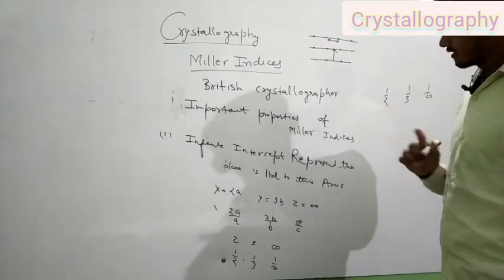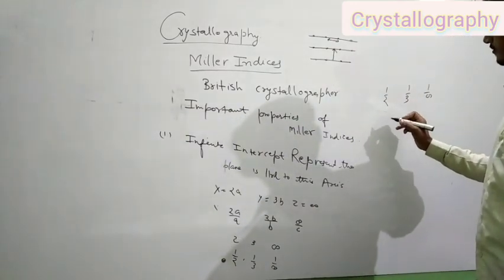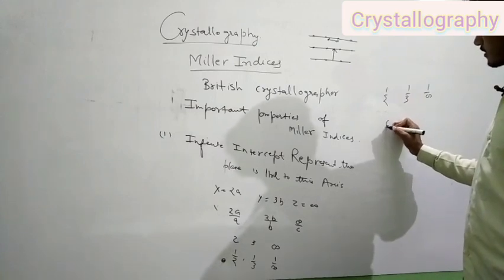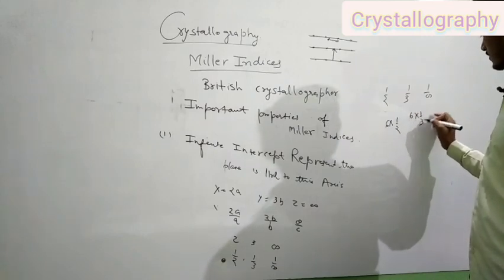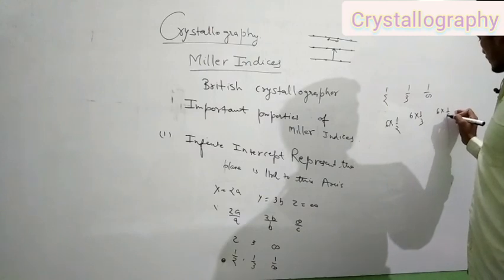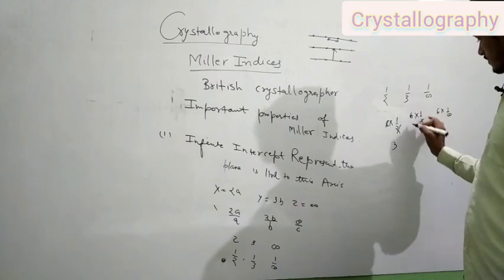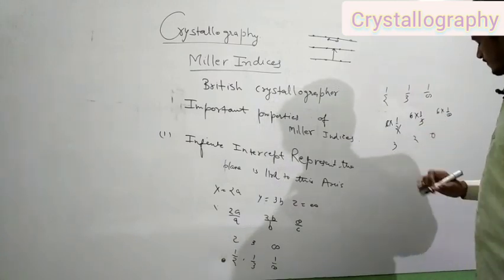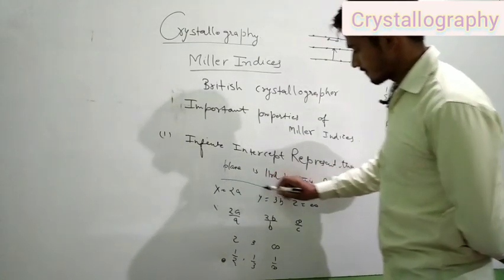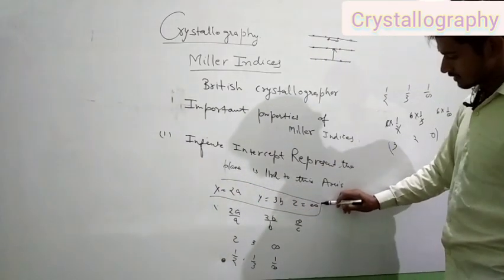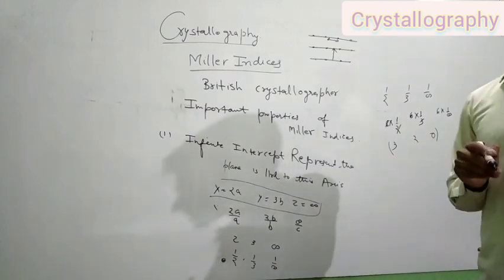According to step 4, we change this ratio into integer numbers, multiplying these three numbers by 6: 6 into 1 by 2, 6 into 1 by 3 or 6 into 1 by infinite. So 3, 2 or 0. This is the Miller indices for this plane. Z is equal to infinite means the crystal plane is parallel to the Z axis.